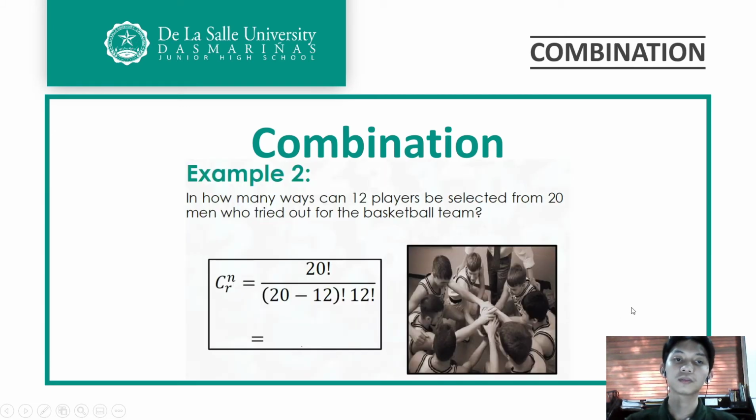Next example. In how many ways can 12 players be selected from 20 men who tried out for the basketball team? So again, you just substitute the given values to the formula. So we have 20 factorial over 12 factorial times 20 minus 12 factorial. So you may use your calculator, by the way. If you're done, check if we have the same answer. 125,970.